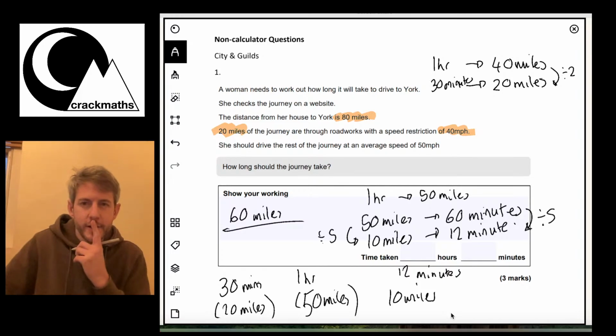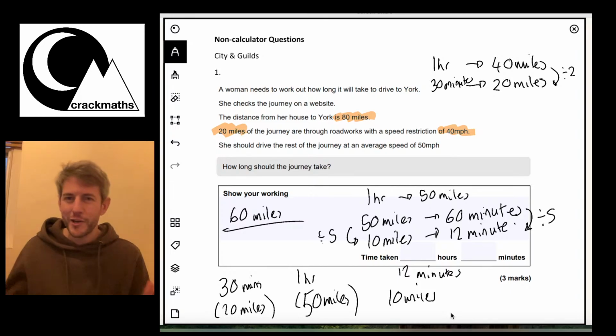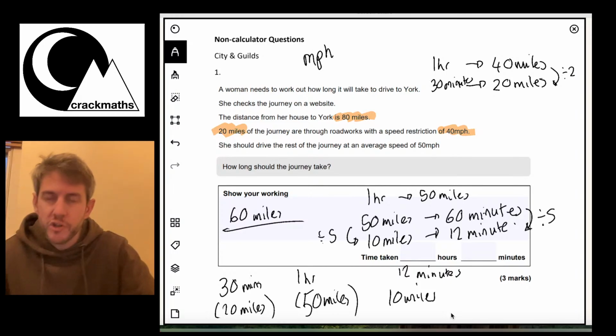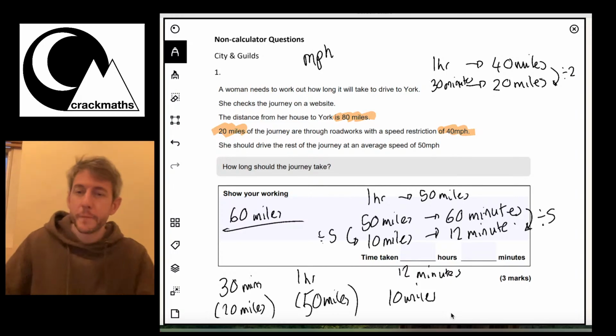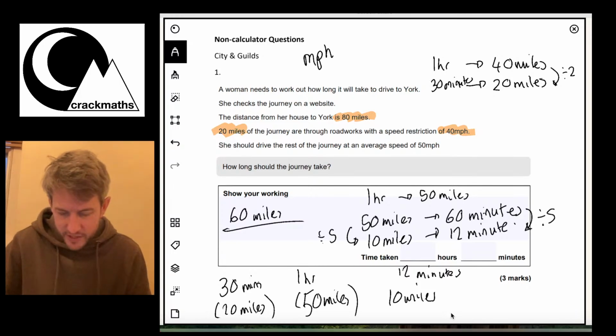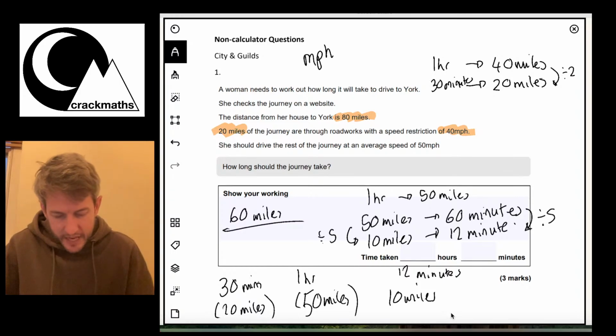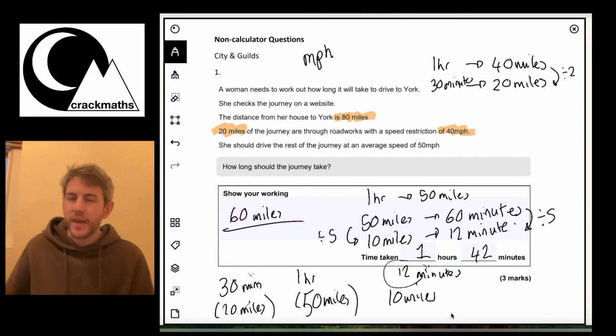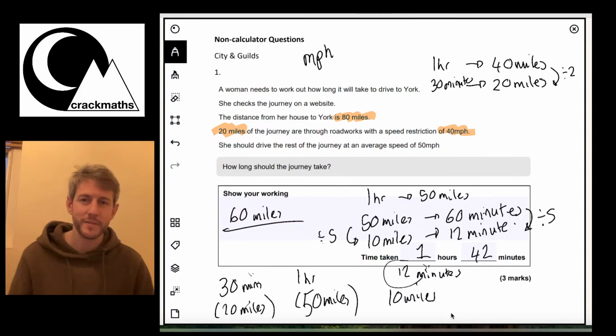So now what I can do is collect all of these together. Now, remember, I haven't actually used any formulas here, I haven't had to remember anything. All I've focused on is my interpretation of MPH, which means miles per hour. It means how many miles in 1 hour. So let me finish this off then. So I've got time taken is 1 hour here, and 30 minutes add 12 minutes will be 42 minutes. So the answer to this question would be 1 hour, 42 minutes.